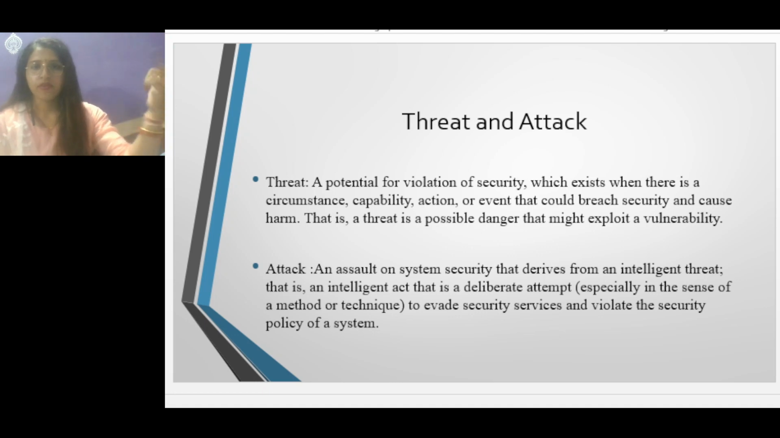He might come, that is a threat. So threat is the possible danger. In short, you can say that threat is a possible danger and attack is some kind of deliberate attempt, some kind of purposeful effort to break down the security, to violate the security, to cause harm. That is an attack. I hope you understood about threat and attack.